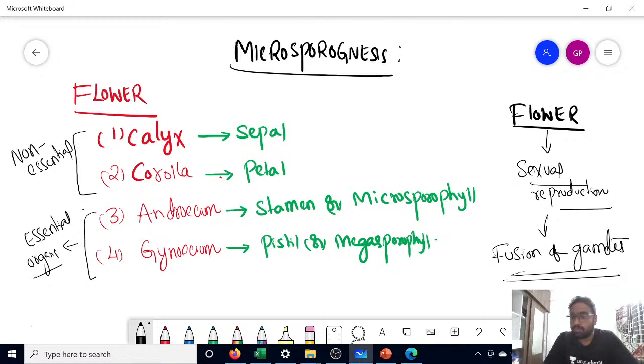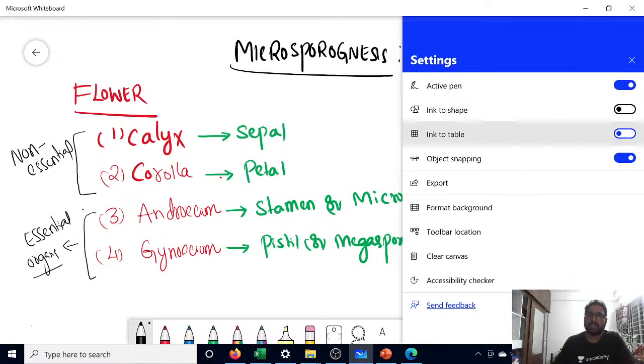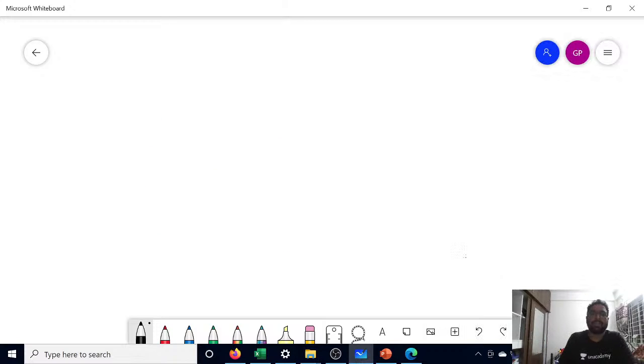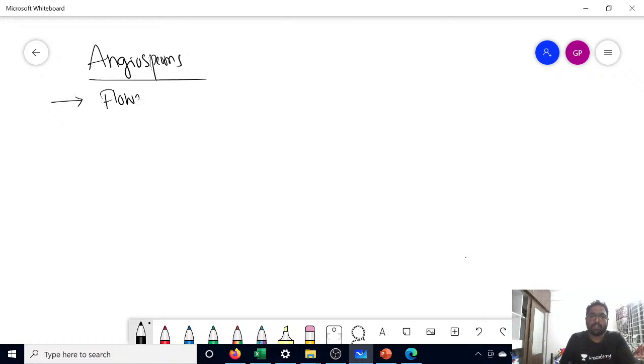So now let me tell you what is the fusion of gametes here, because this is a chapter of flowering plants. So what do you mean by flowering plants? Obviously it is angiosperms. So what is a flowering plant here? It is an angiosperm. So when you're talking about angiosperms, these are the flowering plants, right?